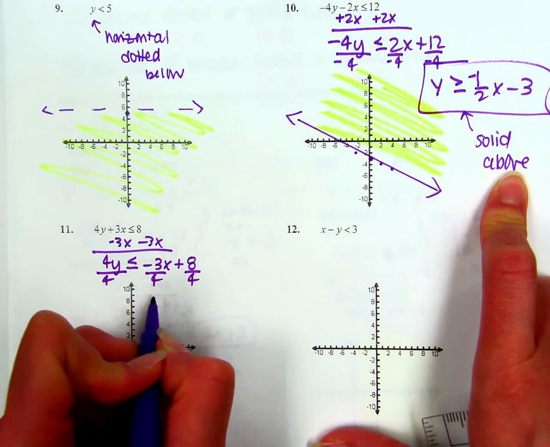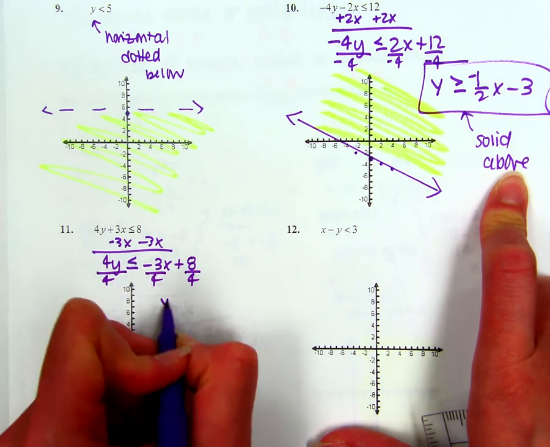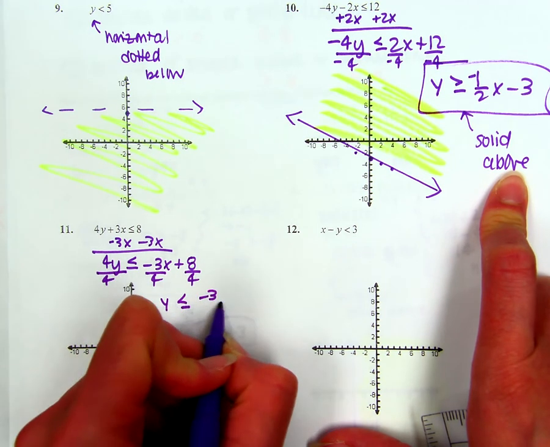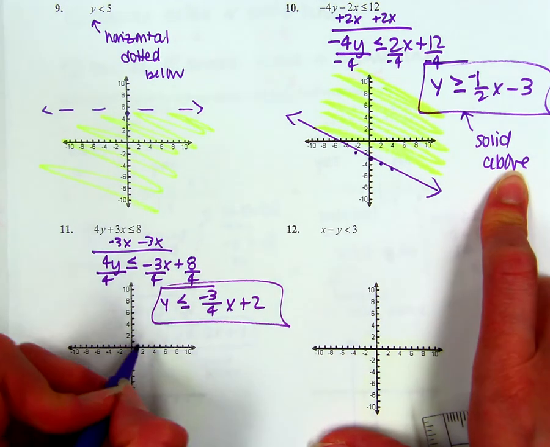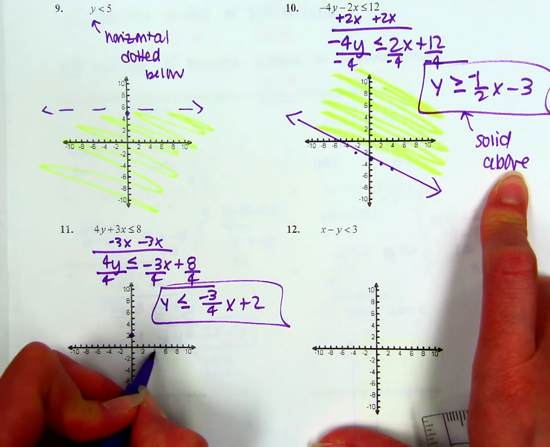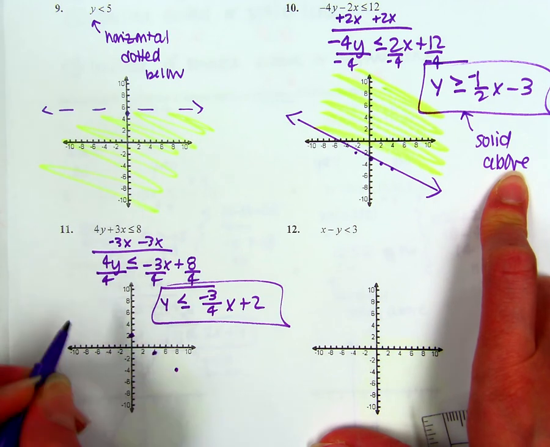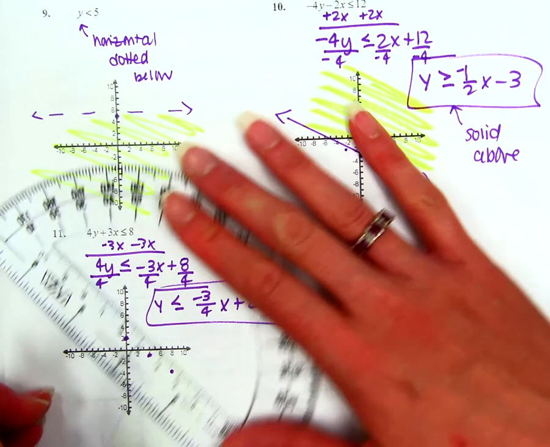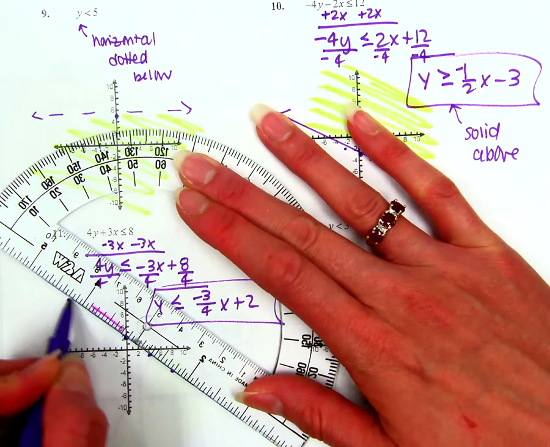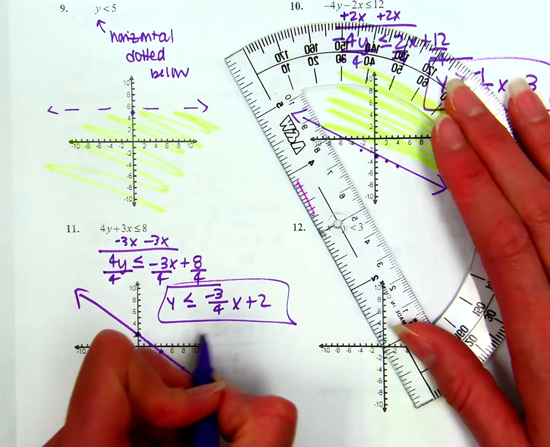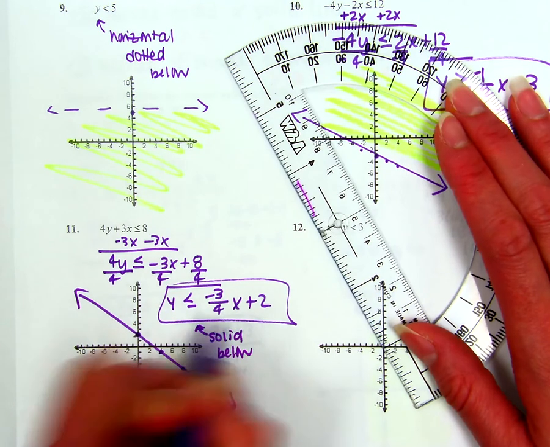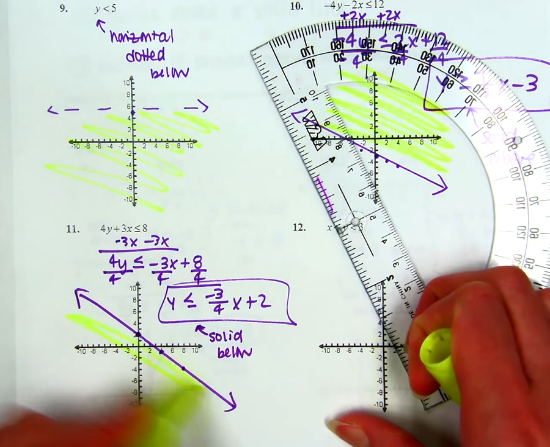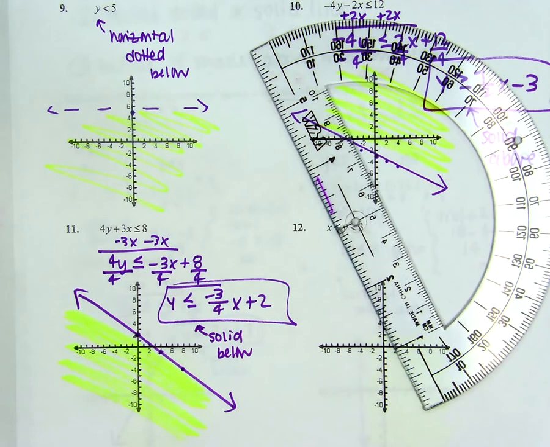Alright, so here we're subtracting 3x, dividing by 4. It's a positive 4, so we don't flip the sign. We have y is less than or equal to -3/4 x plus 2. So I start at plus 2, go down 3/4, down 3/4. I need to make a solid line, and because it's less than, it's going to shade below. So I need a solid line and shade below.